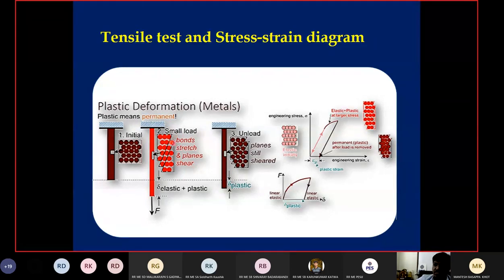During this process, it will still have some tendency to get back, but it won't be exactly the previous shape. Once the load is applied beyond the elastic limit and you release it, the system goes back, but this time it is going to have some permanent deformation. It may not be as much as what you give, because it will have a little bit of resistance to get back to its original shape, but it would have lost certain things.